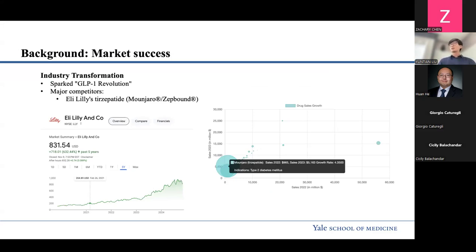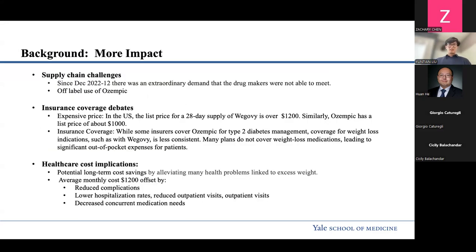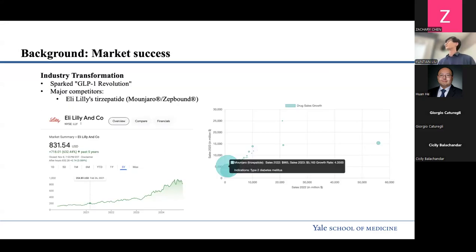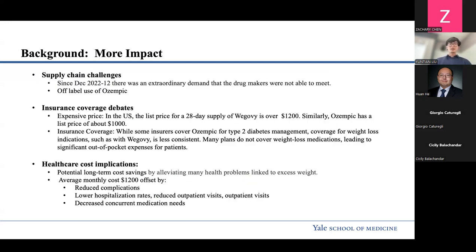So you may wonder, in the last slides I said it was the second biggest growth in the market. So what, you may ask, is the biggest one? It's actually its major competitor drug, tirzepatide from Lilly's. And also the price for Lilly's goes rocket high.